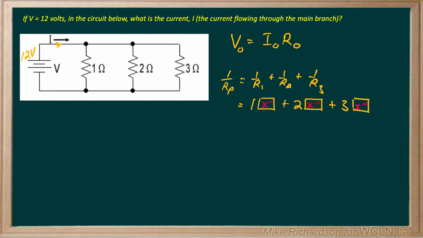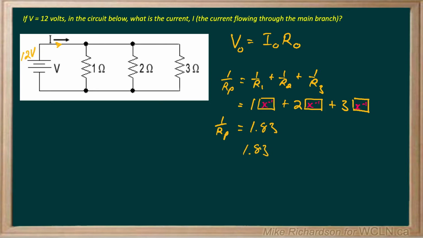And when I do all of that, I end up getting 11 over 6, or 1.83. And the only thing you got to remember with this technique is that's not your answer, that's 1 over your answer. So to find my answer, I have to flip this one more time. So I take my answer, 1.83, I want 1 over that.